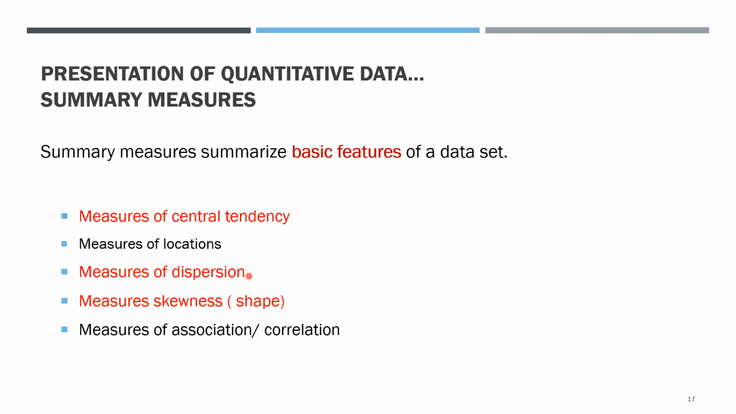Right, if we can explain these features of a numerical variable, then we can get an idea about the numerical variable. So what are these features? The first one is the measures of central tendency. Right? So what is the meaning of this?